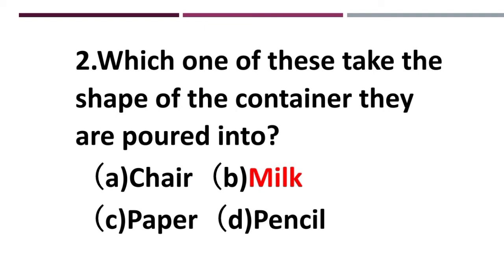Options are A, chair. Option B, milk. Option C, paper. And option D, pencil. So as you know, milk is an example of liquid in which particles are packed very loosely and not closely, and therefore they are not hard in shape and they can take the shape of the container they are poured into.